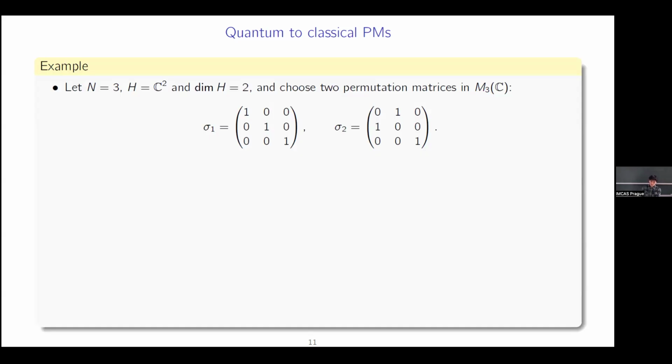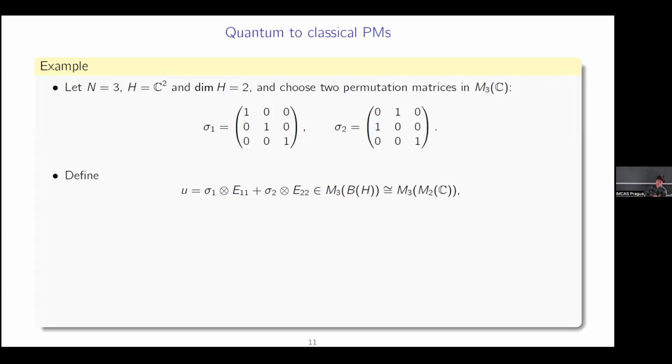So the dimension of H is 2. And we consider two classical permutation matrices, two 3x3 classical permutation matrices with values in C. Then we define another object which we would like to show is a quantum permutation matrix that is built up in this way. So we are considering this tensor product of sigma 1 with E11, where E11 is understood as the usual matrix that comes to your mind. And the same we do with sigma 2.